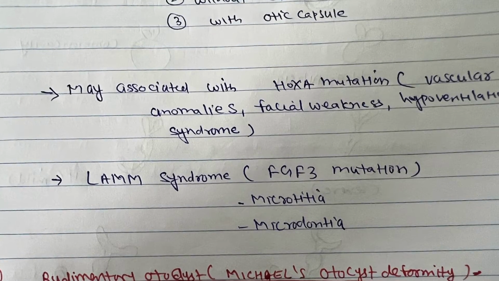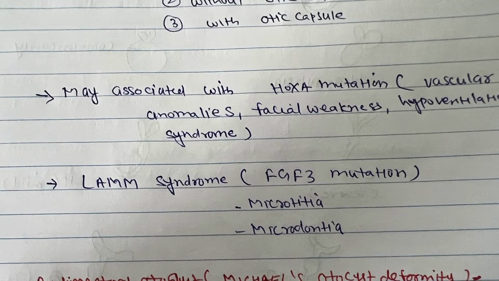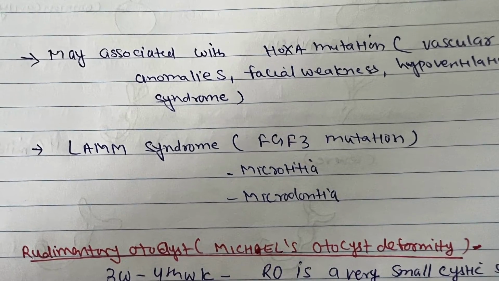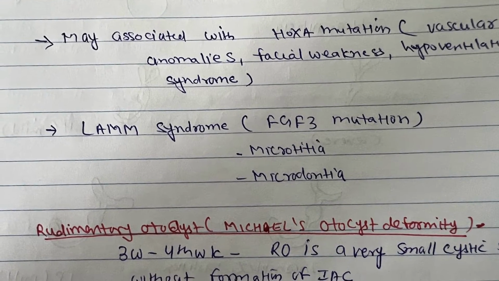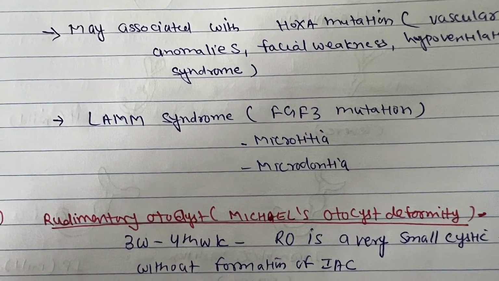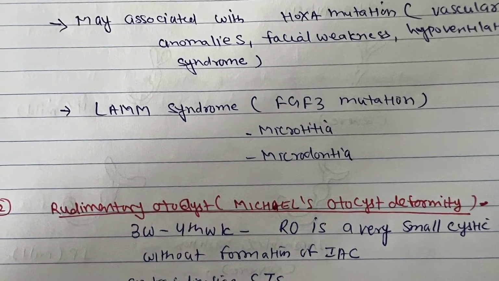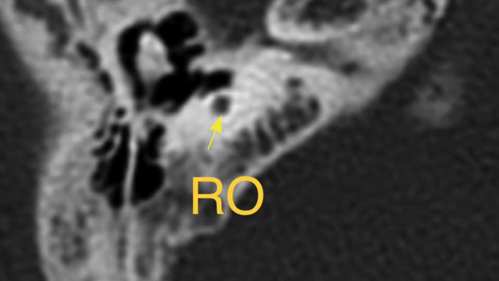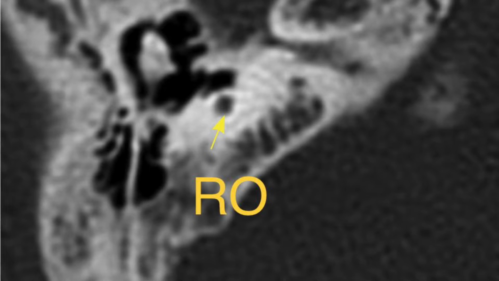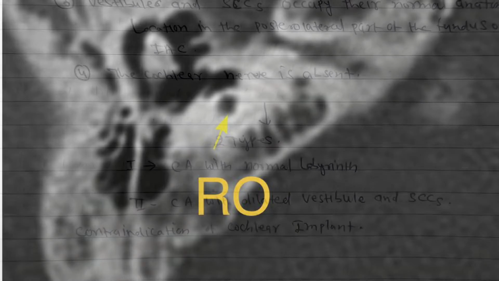And sometimes it is related to Lamb syndrome, that is FGF3 mutation. You can see in this picture there is complete labyrinthine aplasia. In this picture there is no proper development of the petrous bone. Second is rudimentary otocyst. This is also called Michel otocyst deformity. It is arrest of development at the 3rd to 4th week, and you can see only a small cyst there. It is also a contraindication for cochlear implantation. You can see there is a small otocyst which has not developed into the cochlea.